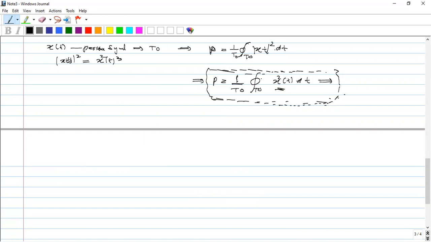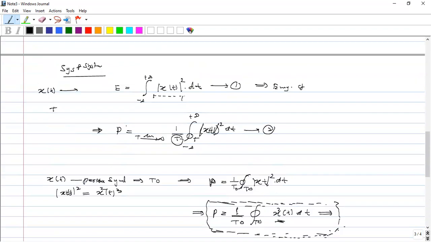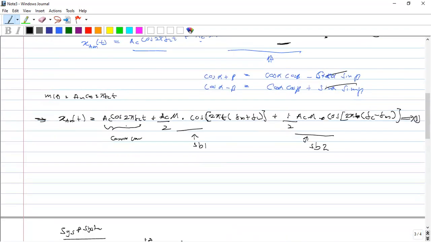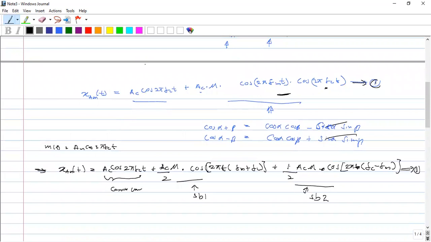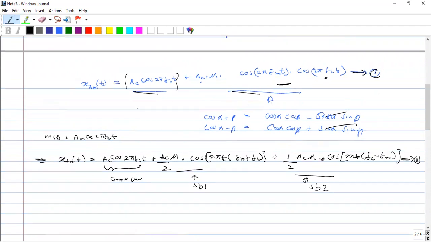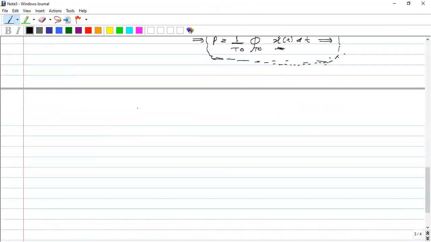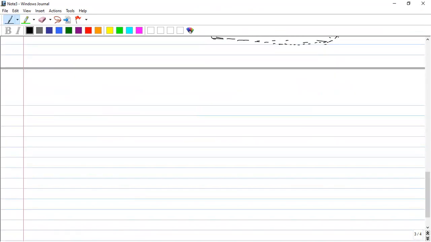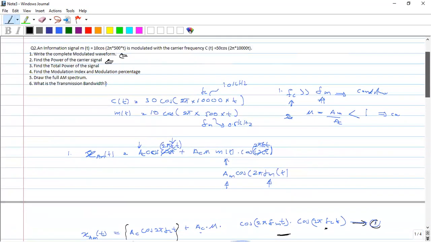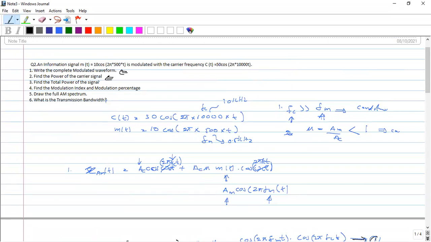We have to do this integration. Here we have 3 parts. First we will get this carrier part, so we are going to find the carrier frequency first. Actually, we are asked to find the power of the carrier signal. So we have to find the power of the carrier signal.